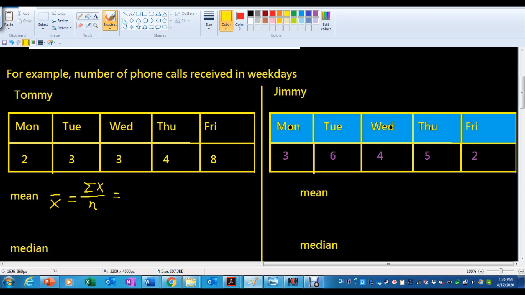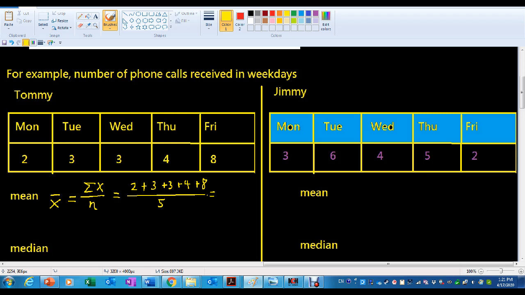And you need to do what? You need to add all the data. So what are the data here? Number of phone calls, 2 plus 3 plus 3 plus 4 plus 8. That makes sense? Divided by how many data? There are 5 weekdays, so divided by 5. Okay, and then you will have the average number, or the mean, of the number of phone calls received by Tommy during the weekdays. Alright, so what number are you going to have?